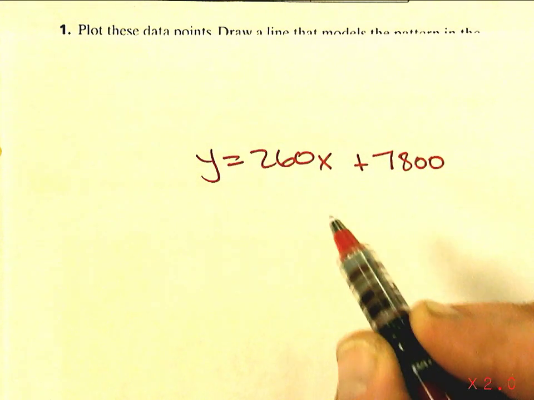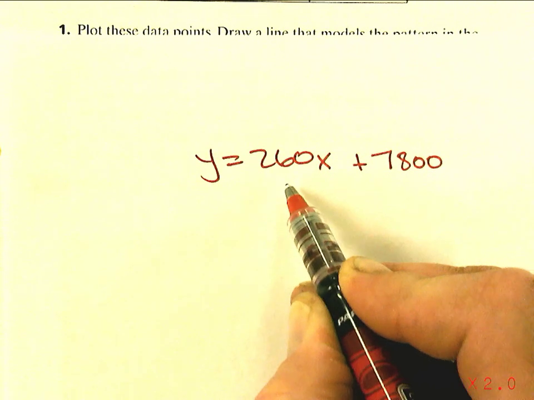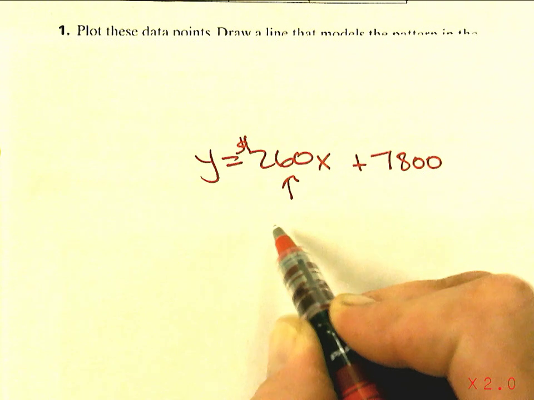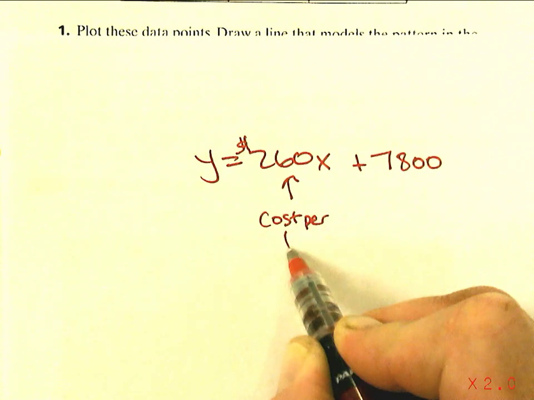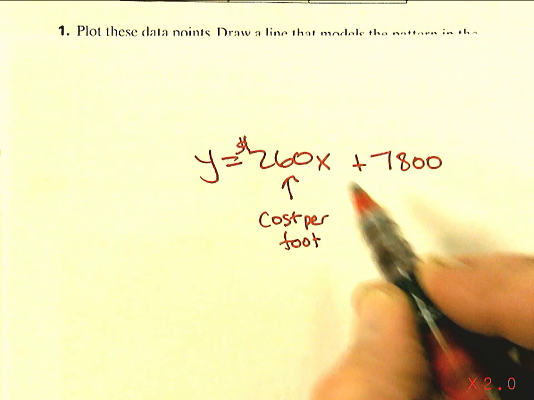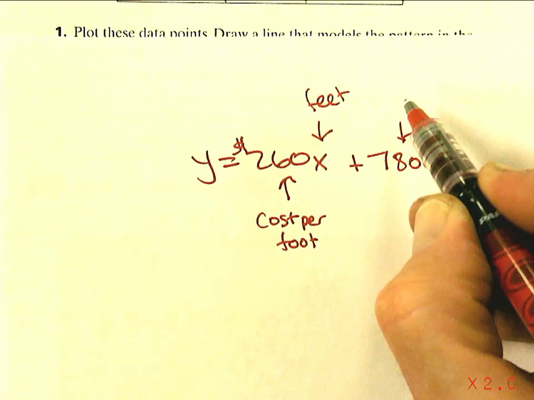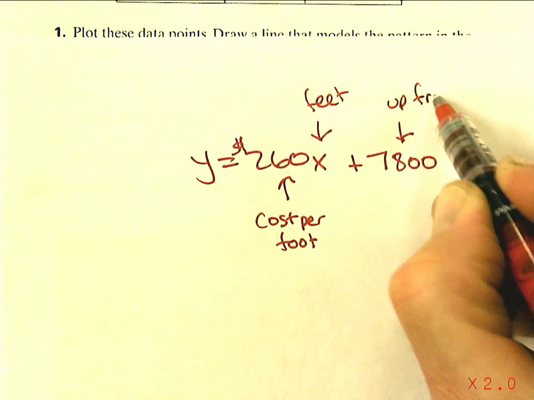So this bridge company compared to the first one looks like it's more expensive. It's $260. This is the cost per foot for painting the bridge. There's your feet there, feet of bridge. And this again is sort of an upfront base cost.